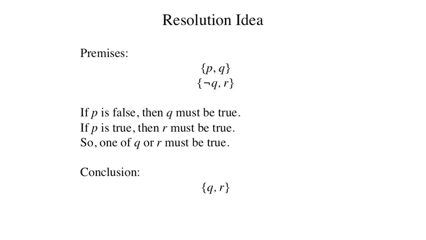The idea of resolution is simple. Suppose we know that P is true or Q is true. Suppose we also know that Q is false or R is true. One clause contains Q and the other contains not Q. If Q is false, then by the first clause, P must be true. If Q is true, then by the second clause, R must be true. Since Q must be either true or false, then it must be the case that either P is true or R is true. In other words, we can cancel the Q literals.